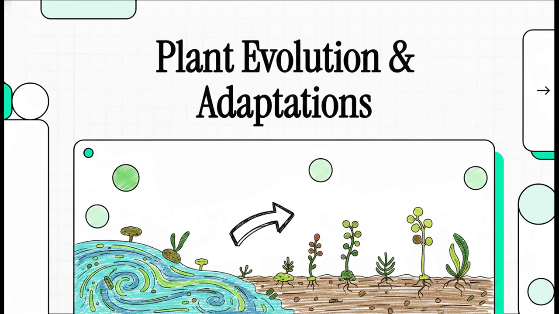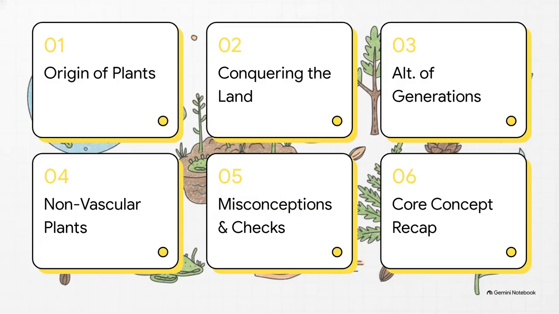Today, we're jumping right into G9 Biology Unit 6, Lesson 1, Introduction to Plants and Plant Evolution and Adaptations. We're going on an epic evolutionary journey to discover exactly how plants made the Great Migration from water to dry land. Our objective today is to really understand the evolutionary history of plants, look at the vital adaptations they developed to survive outside of the water, and explore the fascinating characteristics of the very first pioneers of land, the non-vascular plants.